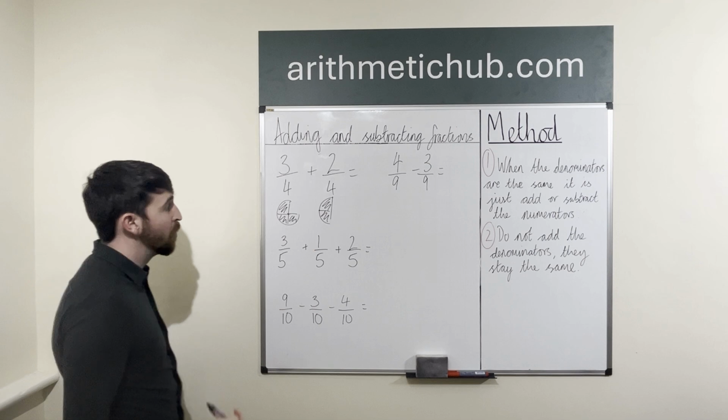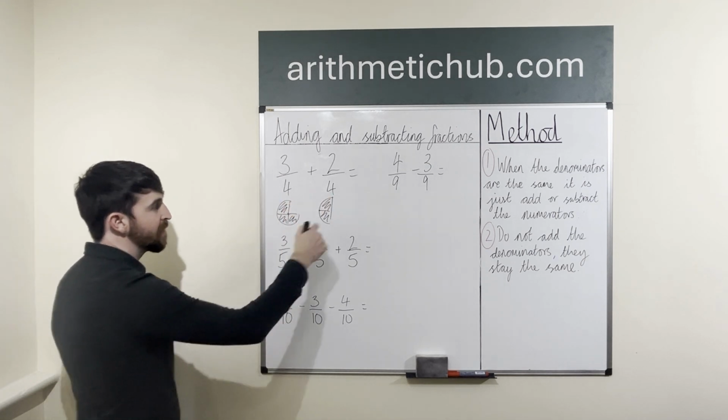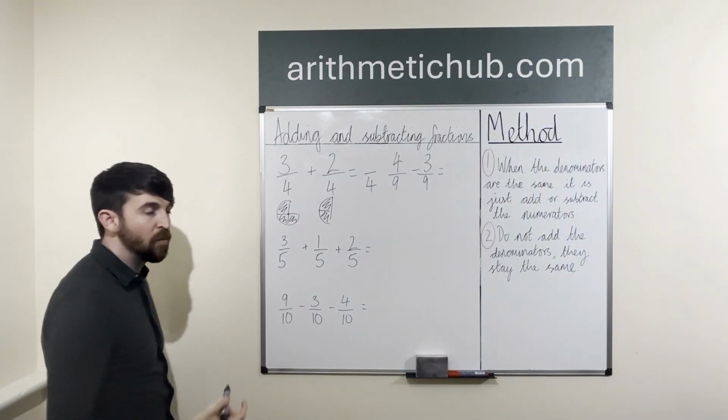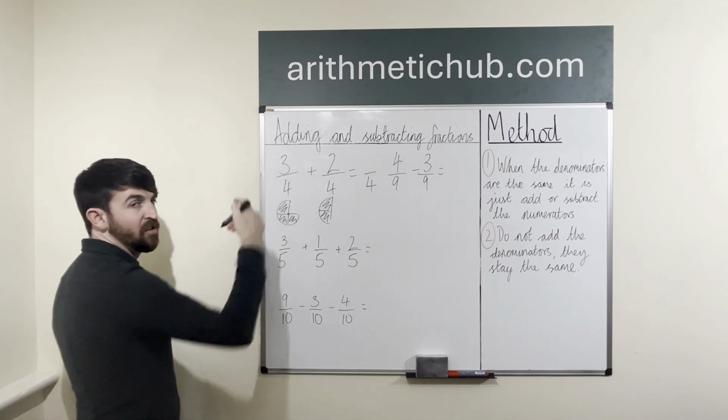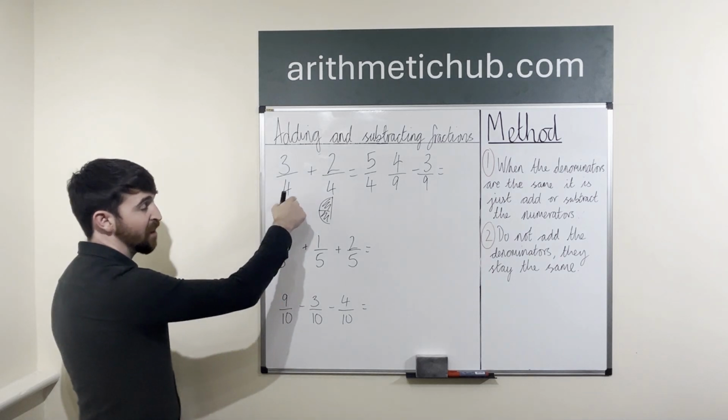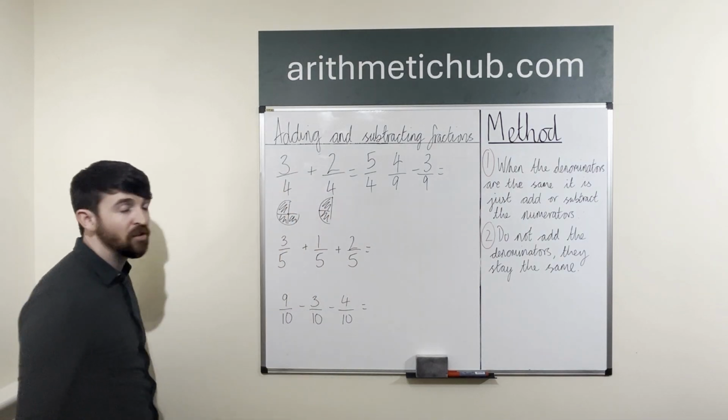If we check that, does it make sense? Yes, the denominators stay the same because we're adding quarters, and then all we do is add the numerators. 3 add 2 is going to give us 5. So if the denominators are the same, they stay the same, and then we just add the numerators.